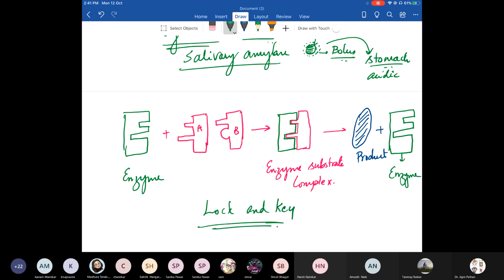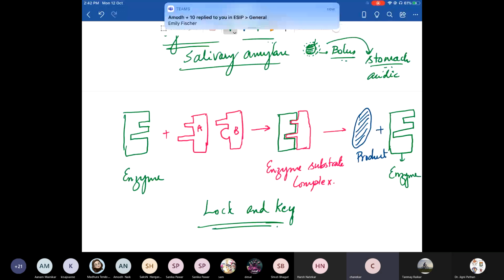Who gave the lock and key hypothesis? Emil Fischer. Very nice. Have you understood this part about lock and key?